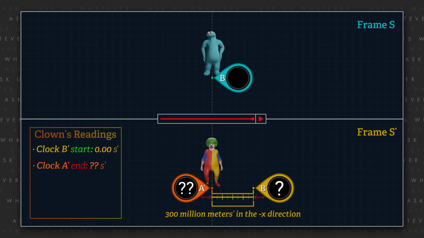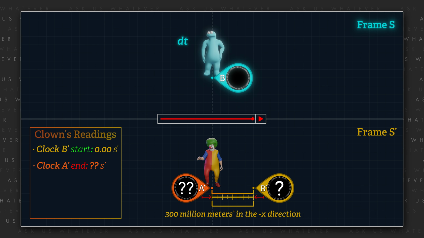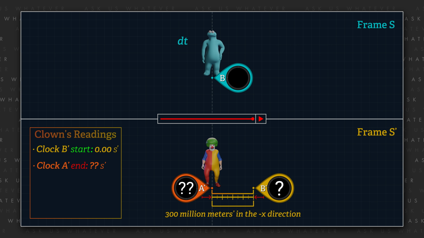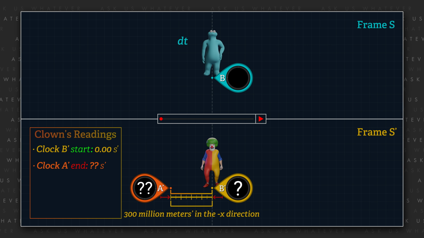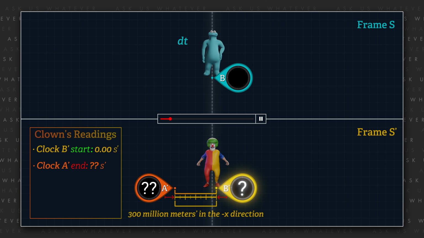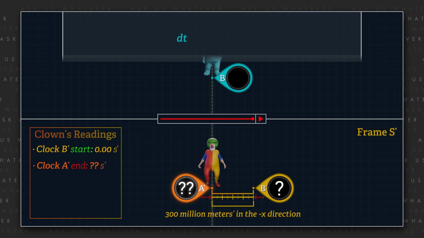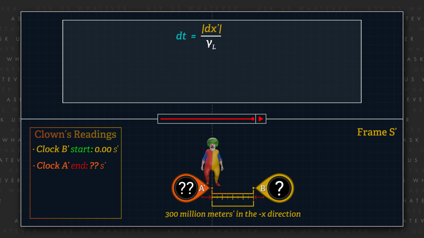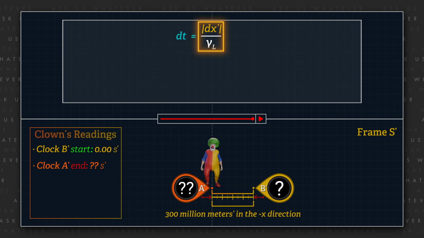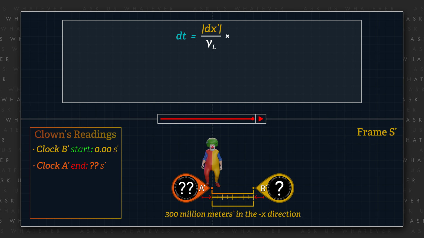In order to calculate dt, which is the time that elapses in frame S while frame S prime moves such that the alignment of clock B and the master changed from being aligned with clock B prime to being aligned with clock A prime, we take dx prime divided by gamma, which is now the length contracted distance between clocks A prime and B prime as measured from frame S, and divide by the speed v of the S prime frame relative to frame S.